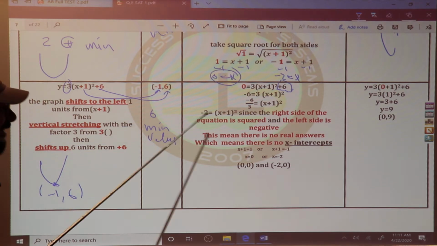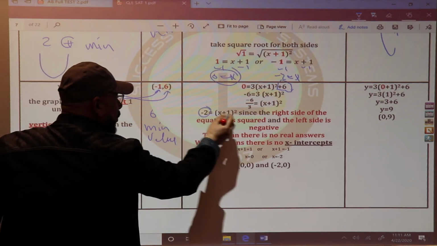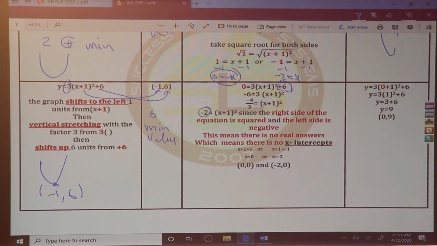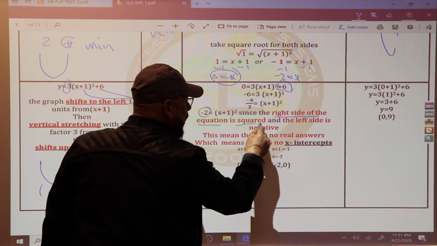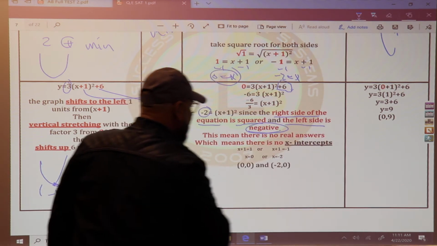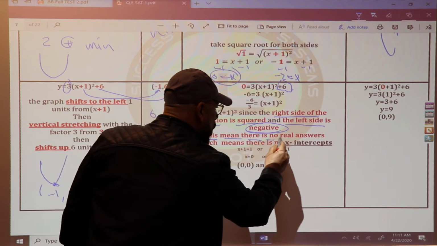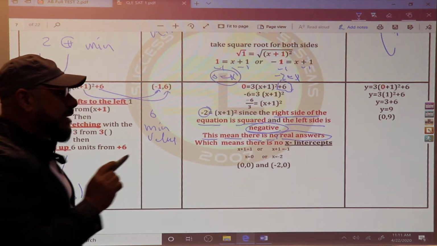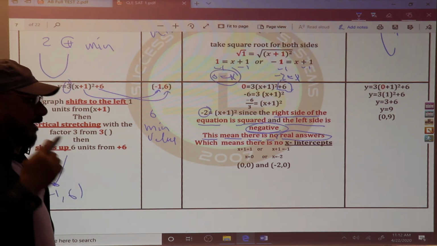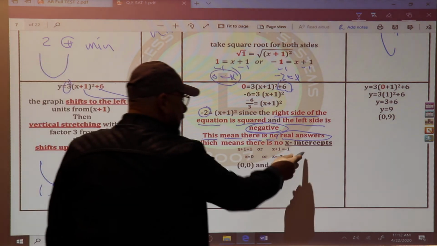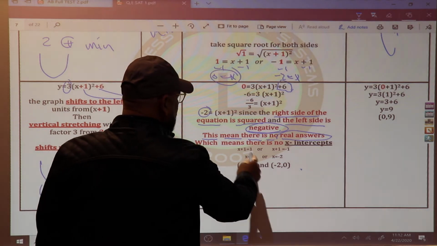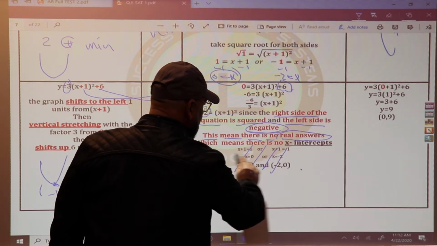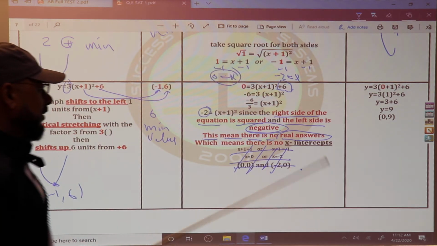Now watch here. Since we got negative 2 for (x plus 1) squared, it's impossible. It's impossible for something squared to be negative. The right side of the equation is squared and the left side is negative. This means there is no real answer. There's an answer, but an imaginary answer, which we will discuss in the future. Which means there is no x-intercept. Some students will take this; it is a wrong answer.